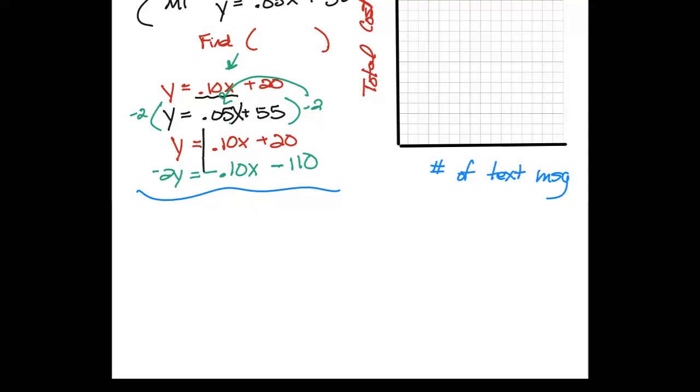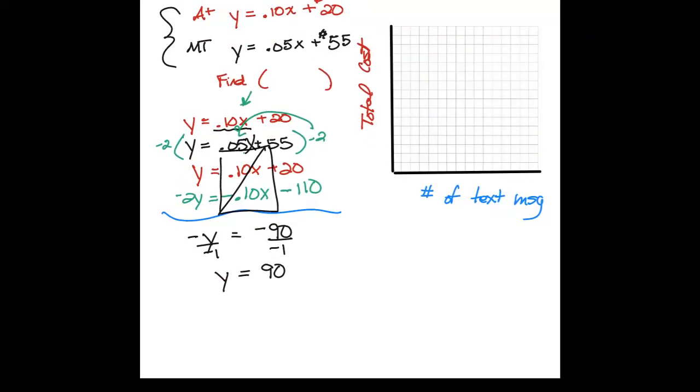So now this is why we call it elimination. We are getting rid of the x coordinate here. That cancels out. What is y plus negative 2y? Negative y, right? Yes. And 20 plus negative 110 is negative 90. So my y coordinate, if I divide by negative 1, is going to be 90.